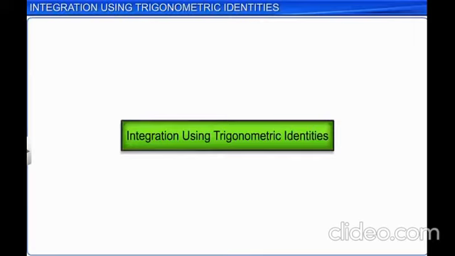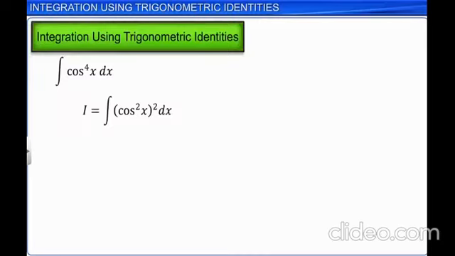Here, the integrand can be written as cos square x whole square. Now, we use the standard trigonometric identities to convert the integrand into functions whose integrals can be evaluated easily. We know that cos 2x is equal to 2 cos square x minus 1. This can be rearranged as shown.